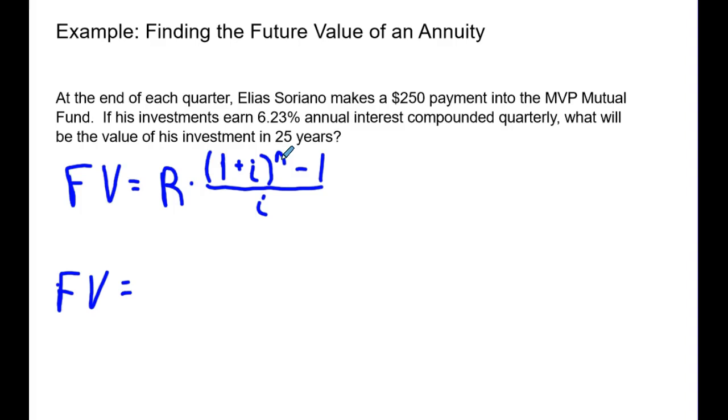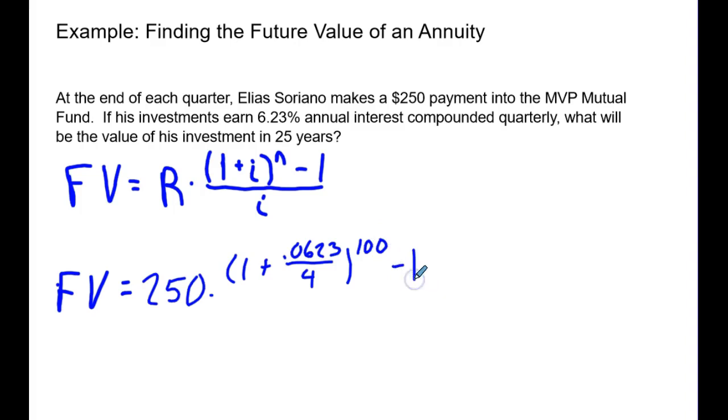So filling in the information we know, our R value is $250. And then we have 1 plus I, that's the interest per compounding period. So we take 0.0623 divided by 4. And the reason we have to divide that by 4, we know this is compounded quarterly. Quarterly referring to every 3 months. And then we raise that to N, which represents the number of payments. He's making a payment each quarter, so that would be 4 times a year times 25 years. He would make 100 total payments.